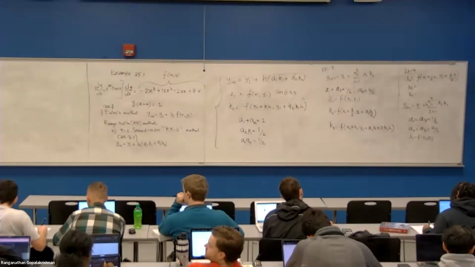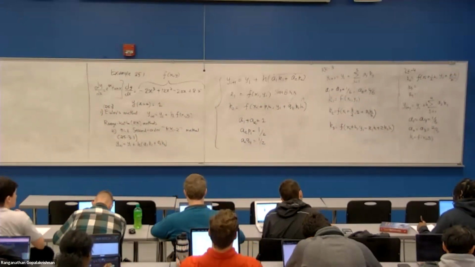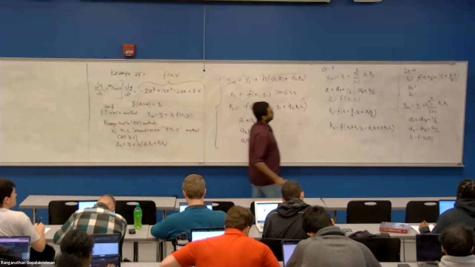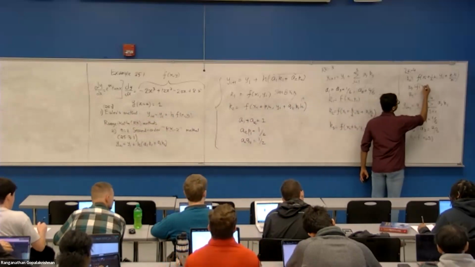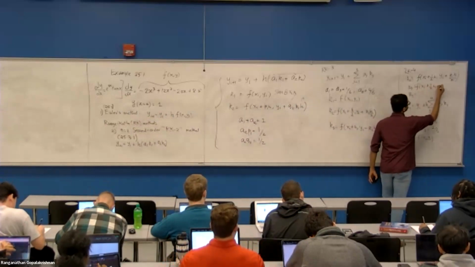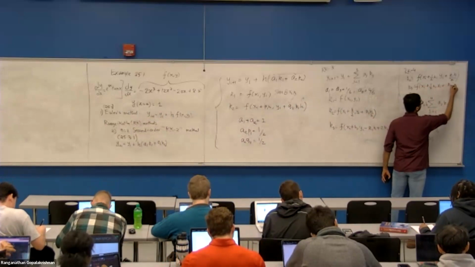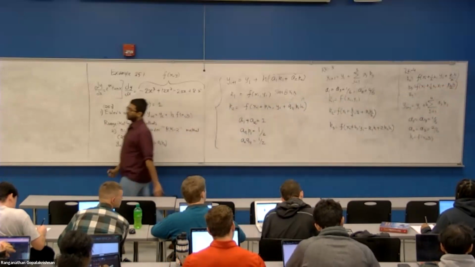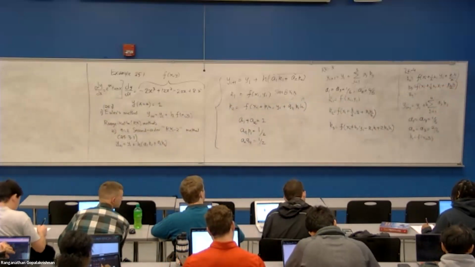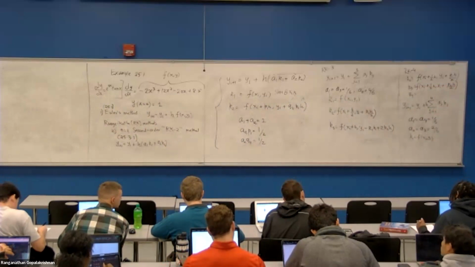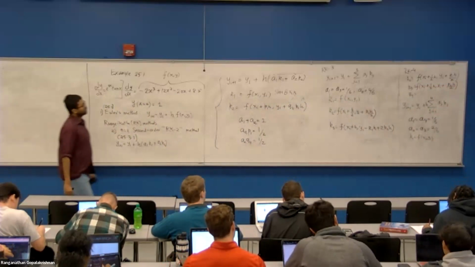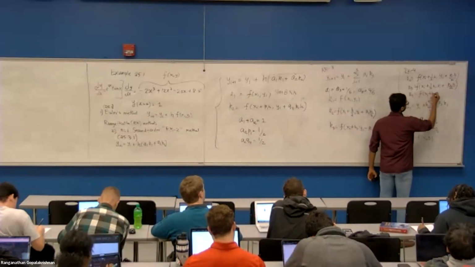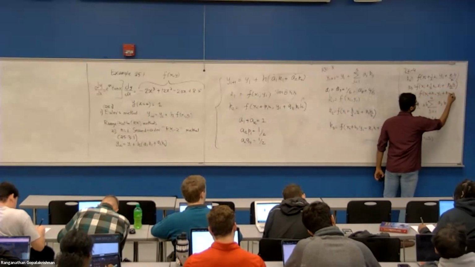And then K3 is f of xi plus half h, yi plus K2 h over 2. All this is in the book, so maybe if my handwriting isn't clear enough, I'll tell you the equation numbers as well. And then K4 is f of xi plus h, comma, yi plus k3 times h.